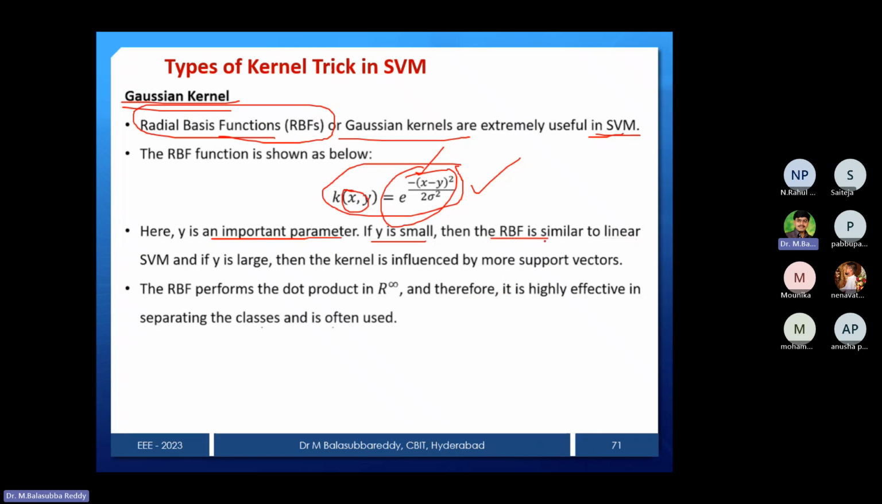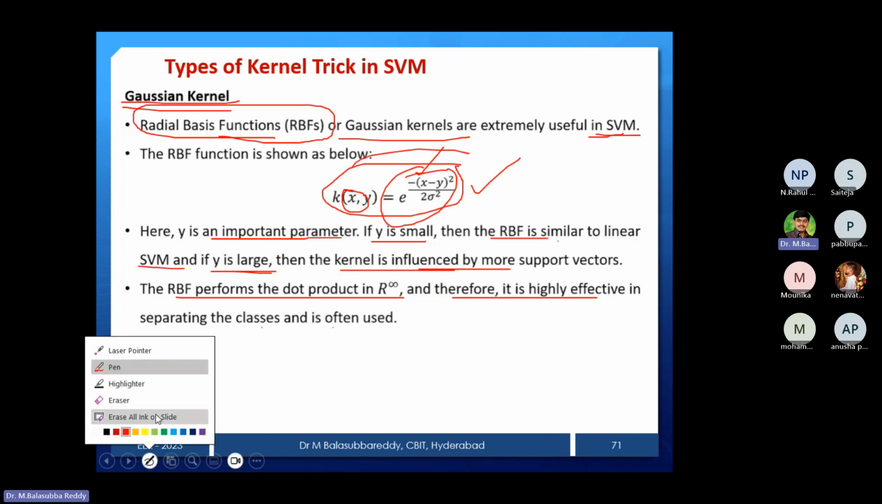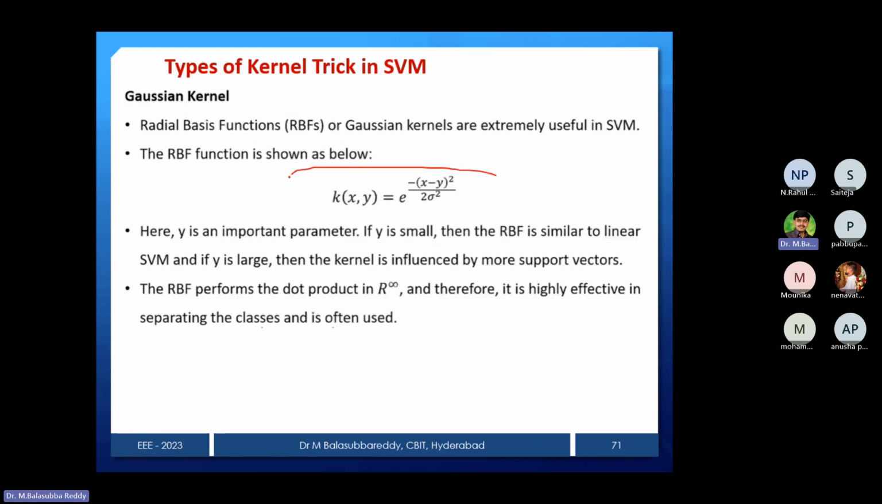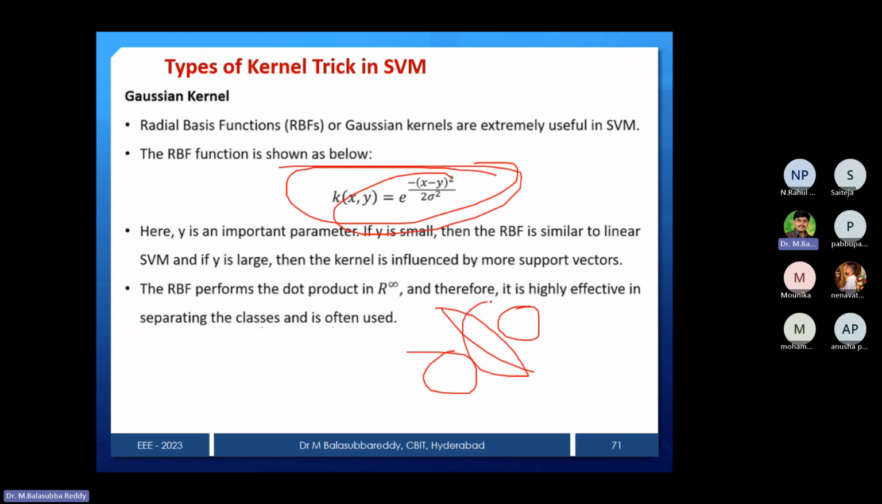This radial basis function is similar to a linear one. If gamma is large, then the kernel is influenced by more support vectors. Then RBF performs a dot product, and therefore it is highly effective in separating the classes. That's the reason, as I mentioned, this Gaussian kernel will normally be more effective to separate the two classes. This may be one class, this may be the other class. Using this Gaussian kernel, we are able to draw a hyperplane.